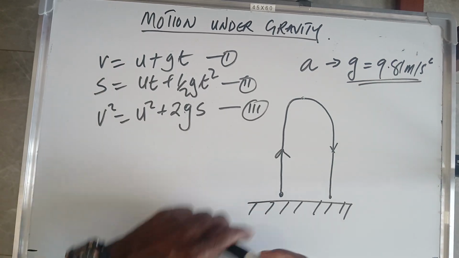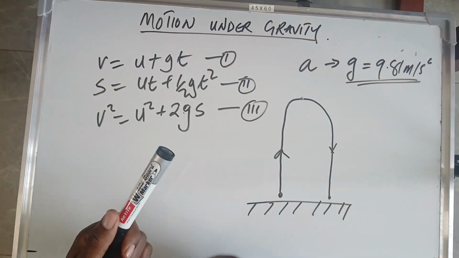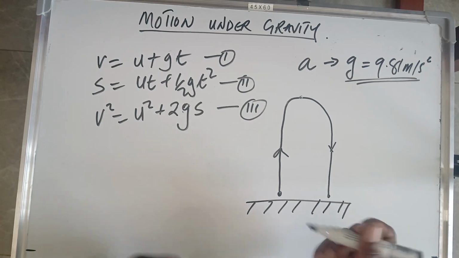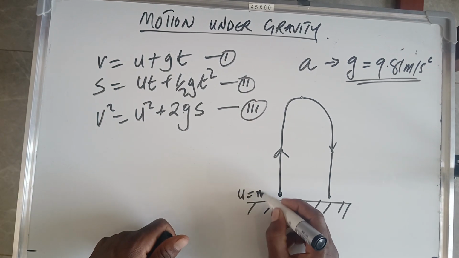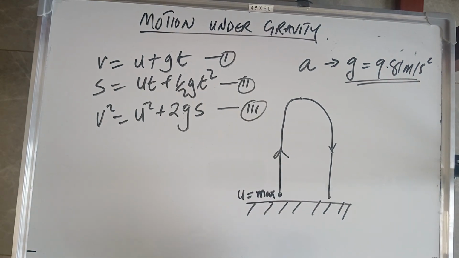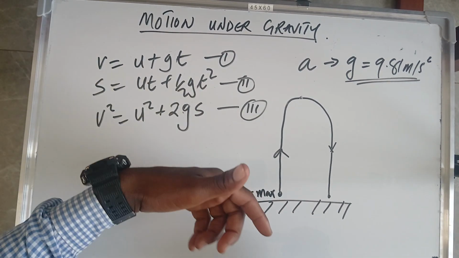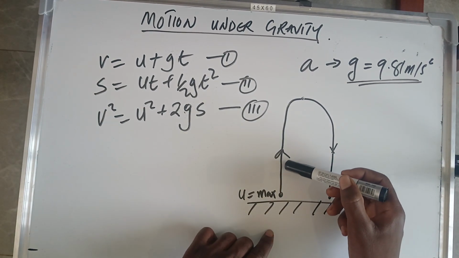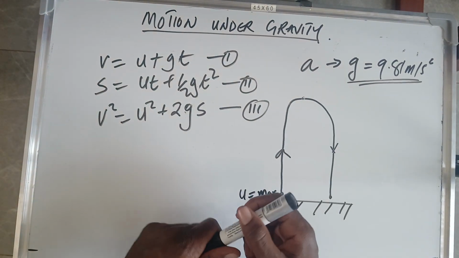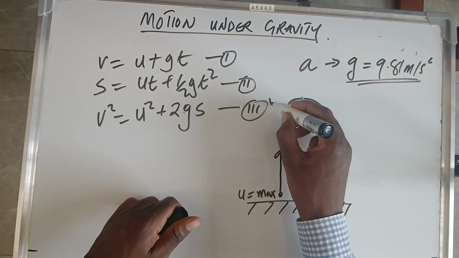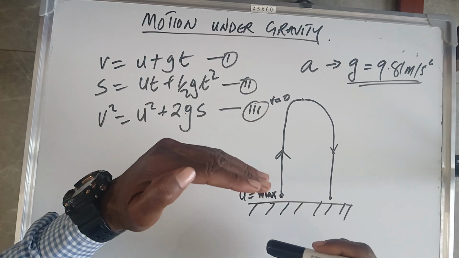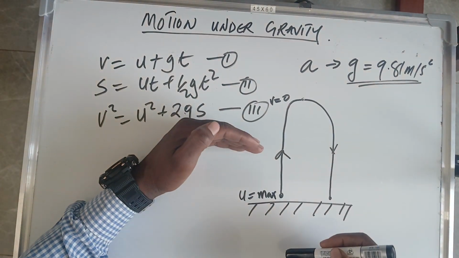When you are throwing the stone up, you are giving it the push. It's you who is giving it the push. So the initial velocity here is going to be maximum. It can't be zero because you have to overcome gravity. As it moves, the velocity is reducing. At the maximum height, the final velocity is zero. It has to stop, then it starts coming down.